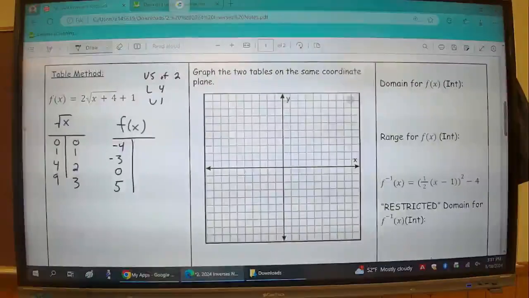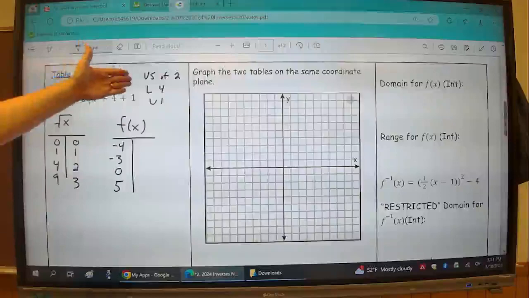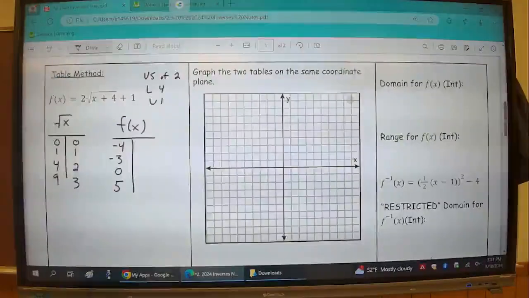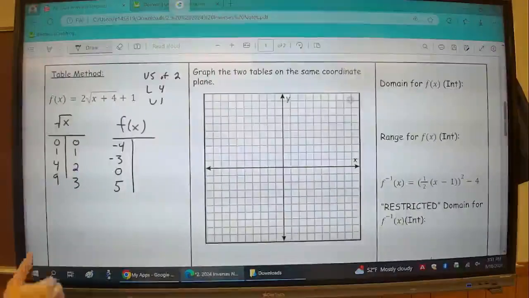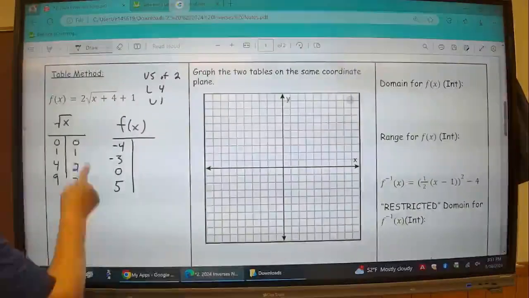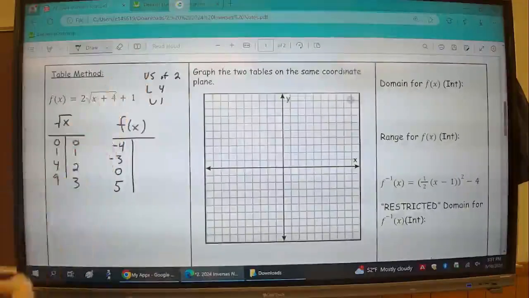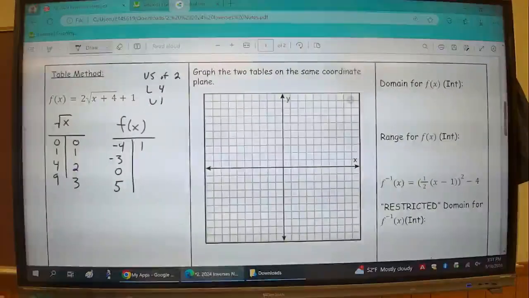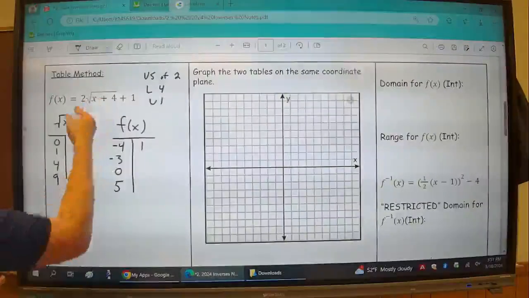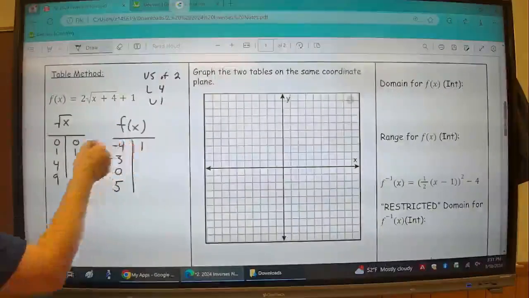But honestly, I don't even need to do that. I can take these y's and I can transform them to get my y column. I can take the 0 times 2 because it's a vertical transformation, and then add 1 because it's a vertical transformation. 0 times 2 is 0. 0 plus 1 is 1. Or negative 4 plus 4 is 0. The square root of 0 is still 0. 0 times 2 is 0. 0 plus 1 is 1.